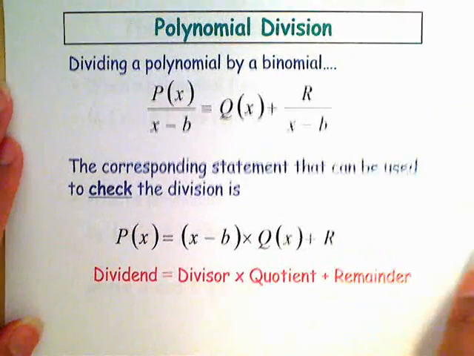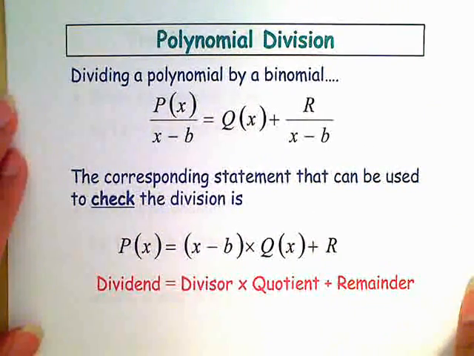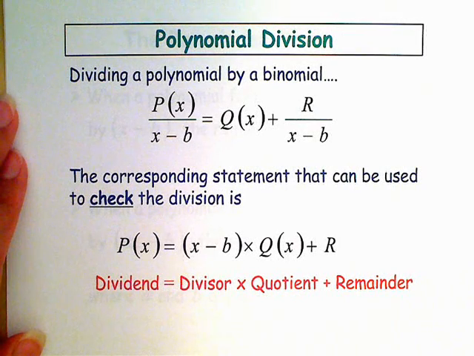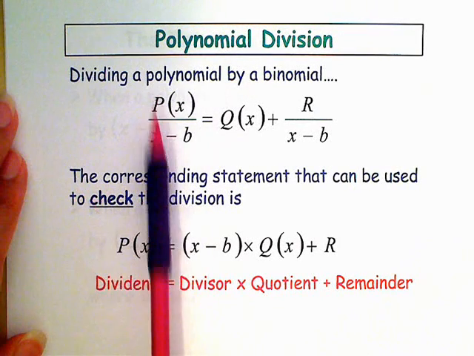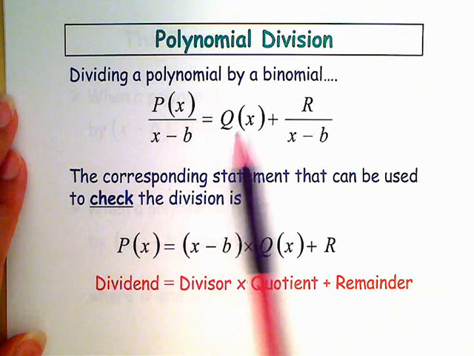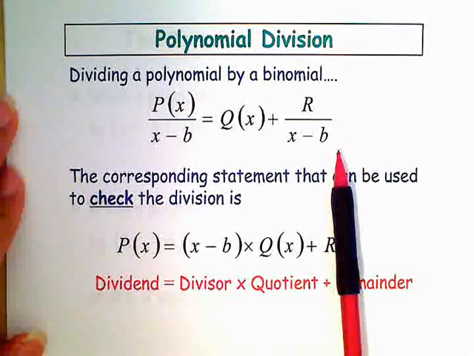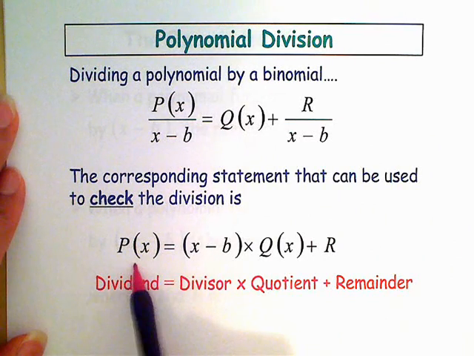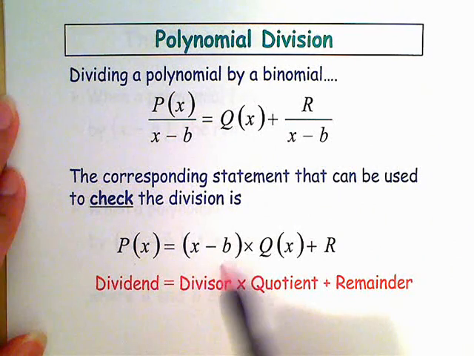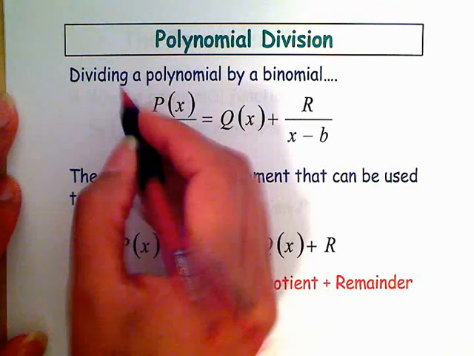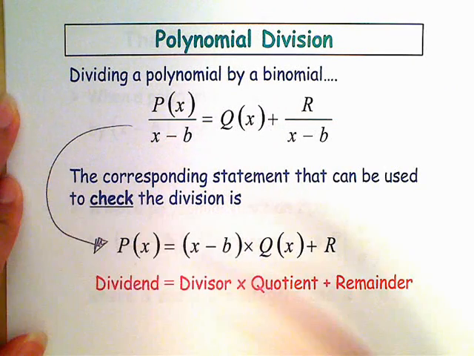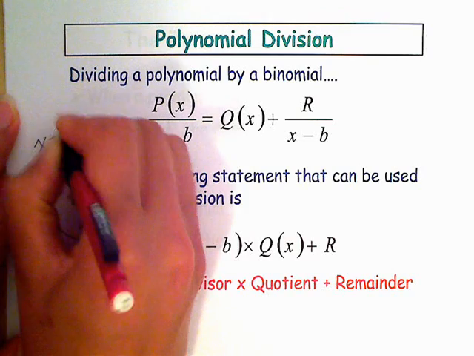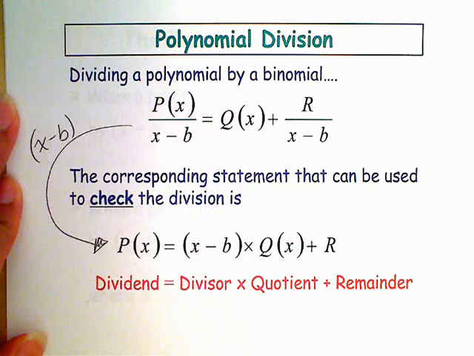If you think about the different terminology we looked at when you were looking at numbers, when you're dividing a polynomial by a binomial, you have p of x over x minus b, q of x plus r over x minus b. The corresponding statement that can be used to check the division is p of x equals x minus b times q of x plus r. So all this means is, in order to check your division, you would multiply the left side and the right side by the divisor. And in this case, the divisor is x minus b.